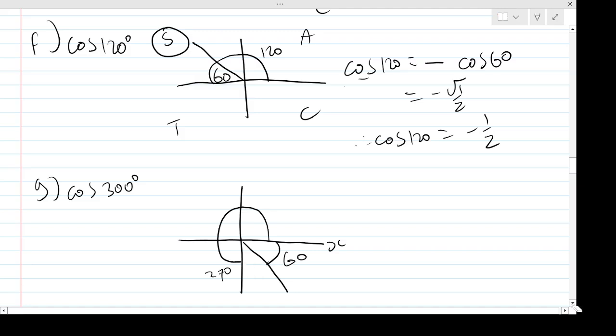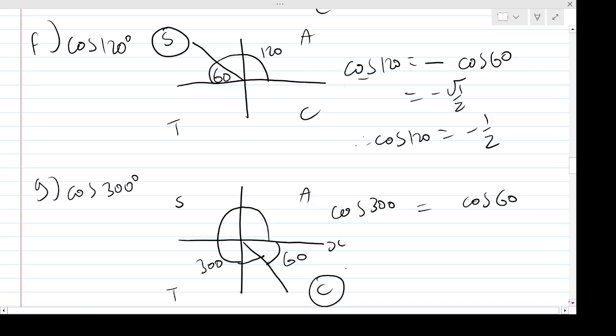And so therefore, the angle 300 overall is equivalent to the 60, but is it a positive or negative of cos 60? Well, we're going to use CAST again. In this region where the 60 is, if we label what we have, the C for cos is positive, right? So it's just positive for cos 60. So there we are, cos 300 is equal to cos 60.